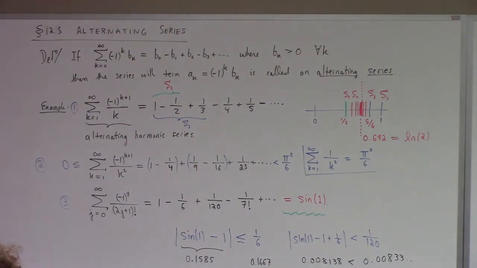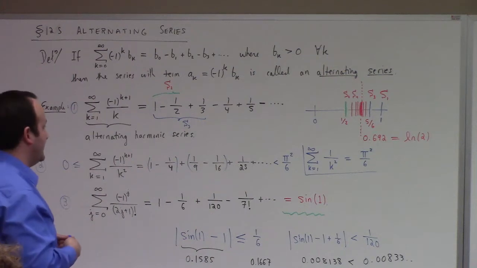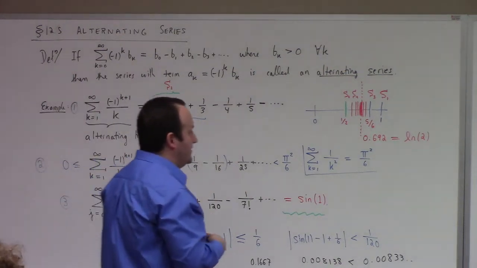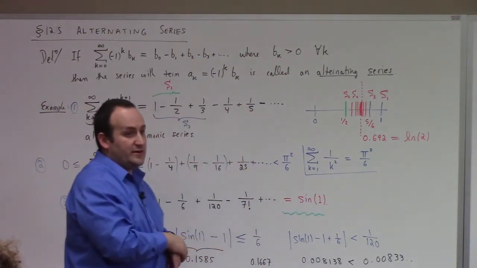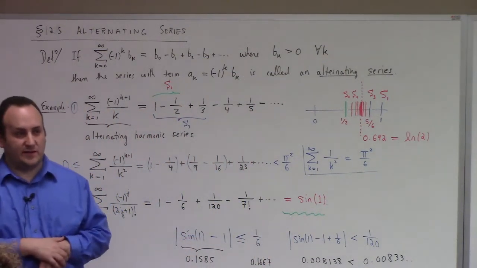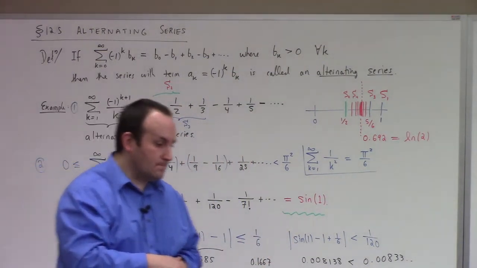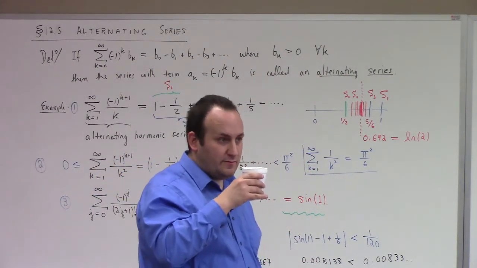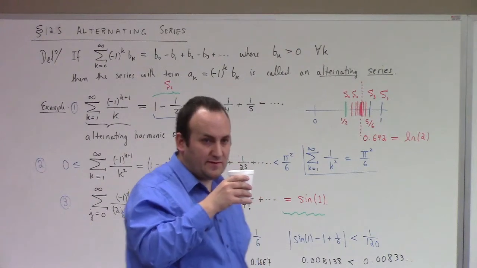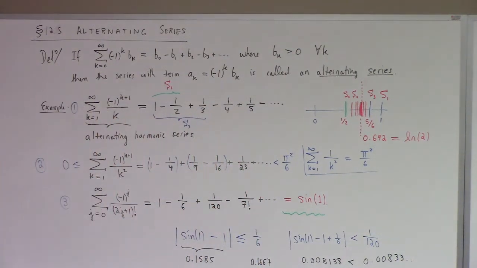Clearly, right? I am, of course, being facetious. It is not clear at the moment why on earth this converges to the natural log of 2, but I'm telling you, we will soon have the technology to prove that. Okay? That's my first example. So what did we do? We changed something which was divergent to something that was convergent by just inserting some minuses.